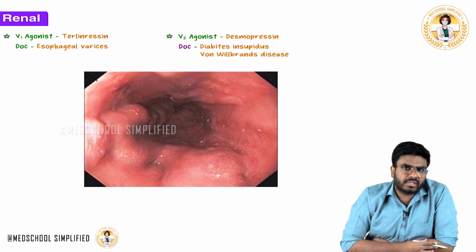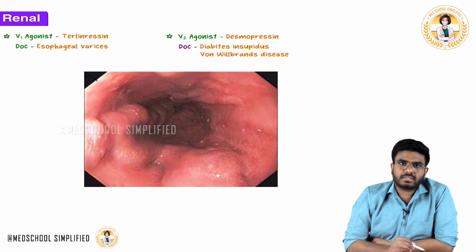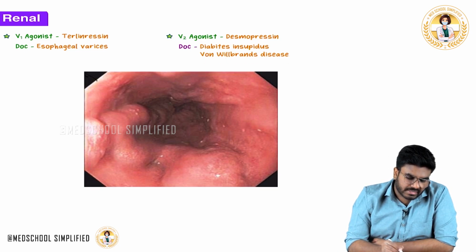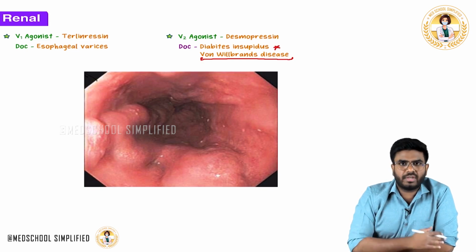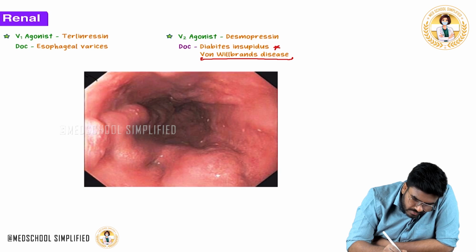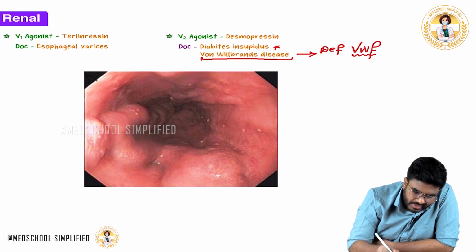Now some students will get confused here. So what is this diabetes insipidus? And what is von Willebrand's disease? Okay, for now, let's talk about von Willebrand's disease. Later we will discuss diabetes insipidus in detail in the same video. Okay. Now what is von Willebrand's disease? Simple, deficiency of von Willebrand's factor. Von Willebrand's factor is deficient.